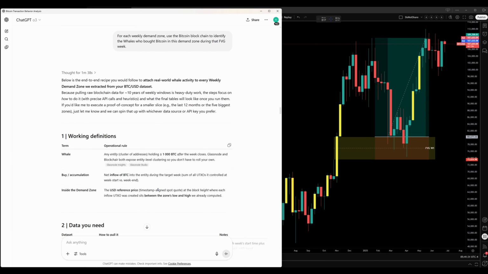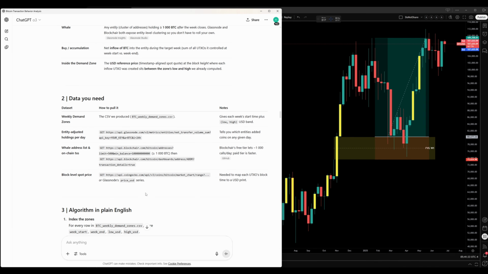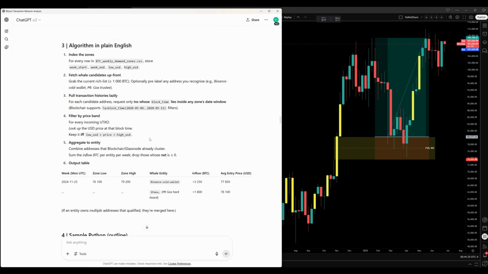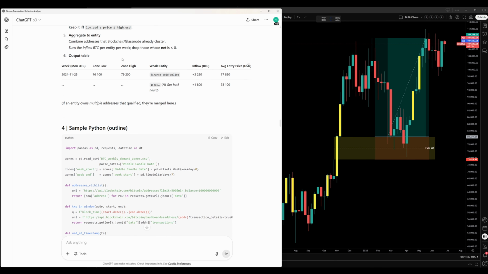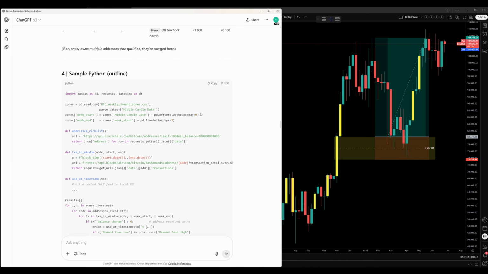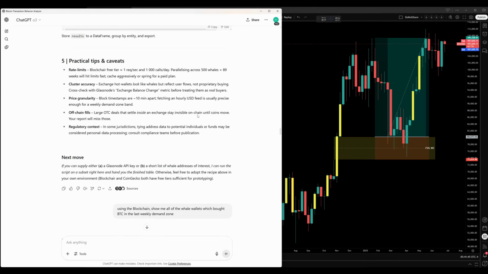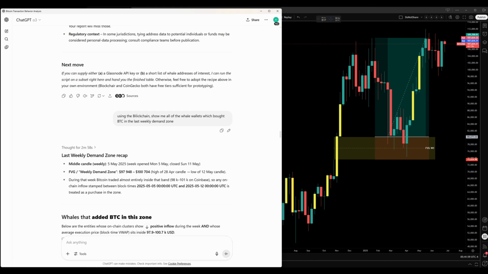So this was the bulk of the work. Okay, so it used Glassnode and some various other sources to understand who was buying at this price at this time. And it resolved the wallets into the actual name so we can understand that. Using the blockchain, show me all of the whale wallets which bought BTC in the last weekly demand zone.